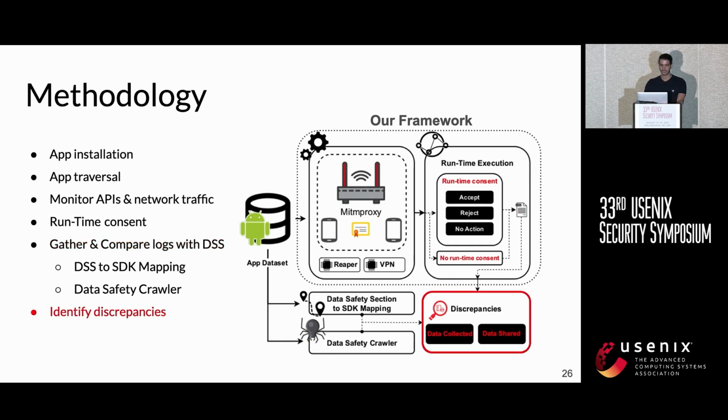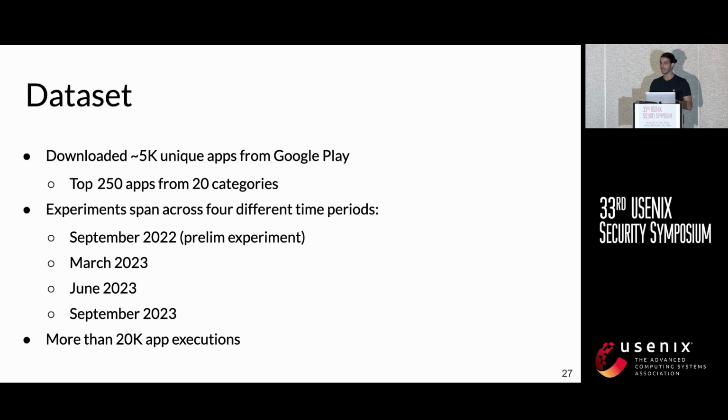Then we identify the discrepancies between the data safety section and the app's runtime behavior. In our framework, we analyze a dataset that consists of almost 5,000 unique applications from the Play Store. We selected those applications from 20 categories by taking 250 applications per category. Our experiments span 4 different time periods between September 2022 and September 2023.